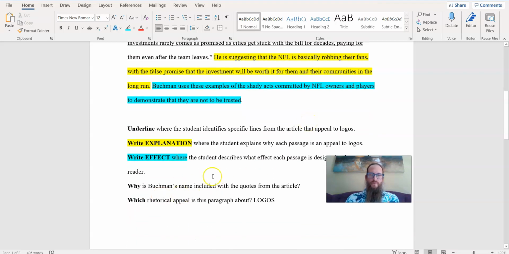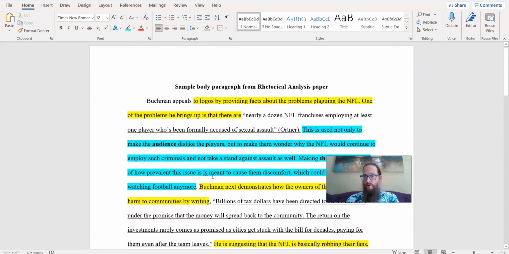Okay, so that's why Buckman's name is there. Keep that in mind for your first paragraph too, where you're providing background information about the censorship discussion. You're going to need to use some facts from either the Wall Street Journal article or the Issues and Controversies articles, and then you're going to need to provide proper in-text citation.